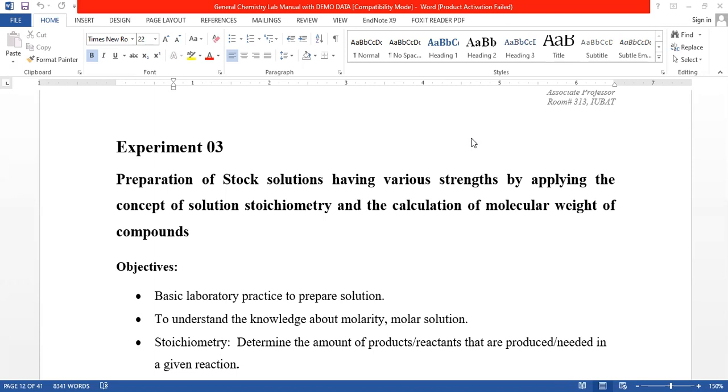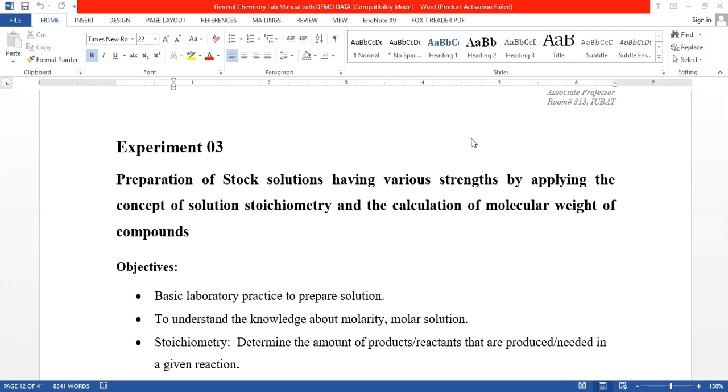Today we are going to talk about the preparation of stock solution or standard solution having variable strength. Here I have used another word, stock solution. You can guess the word, like stock. After preparation, we are going to stock it. We are going to preserve it for several days for carrying out several experiments. And another one is standard solution. Standard means the strength. That means the concentration of the solution is known. We know the concentration of the solution.